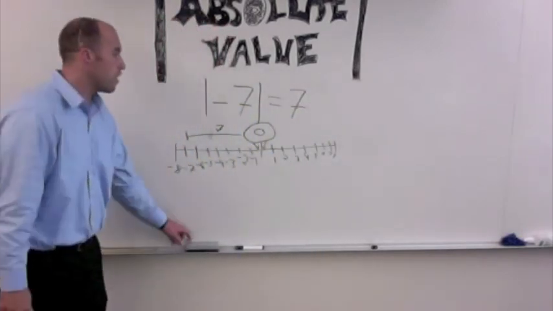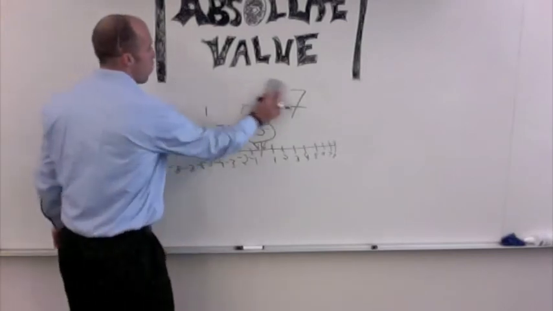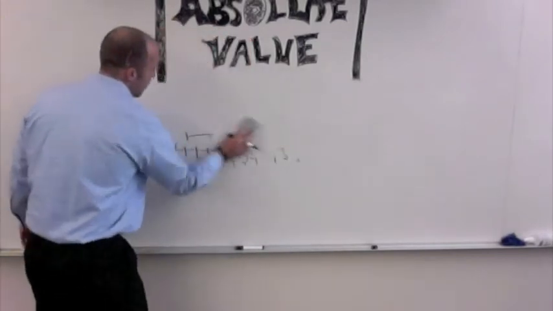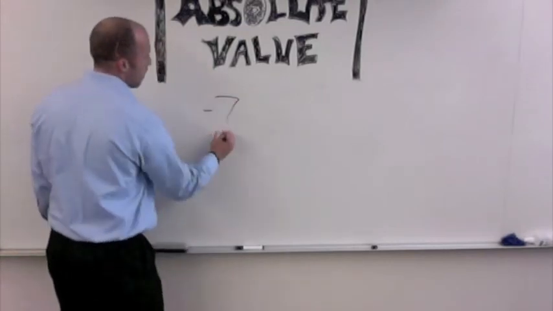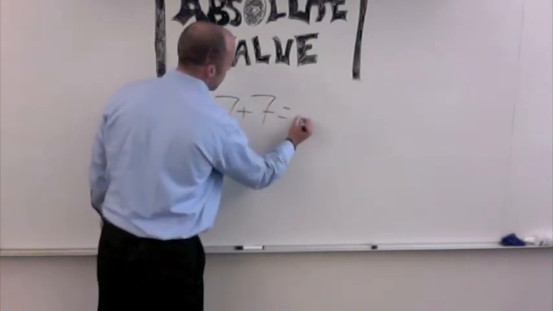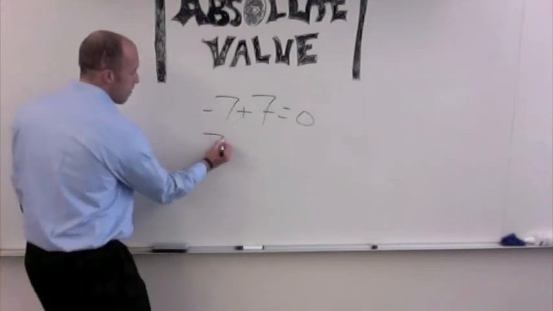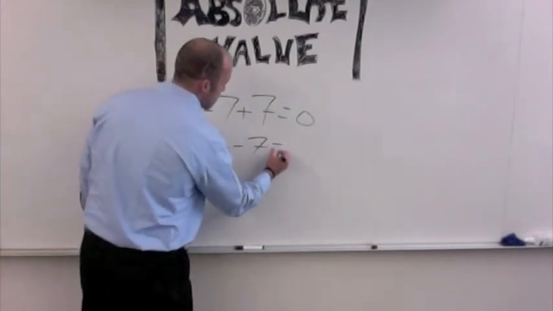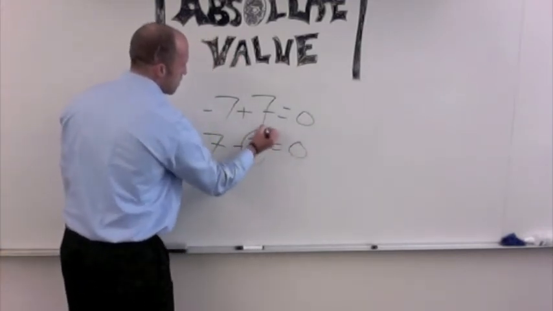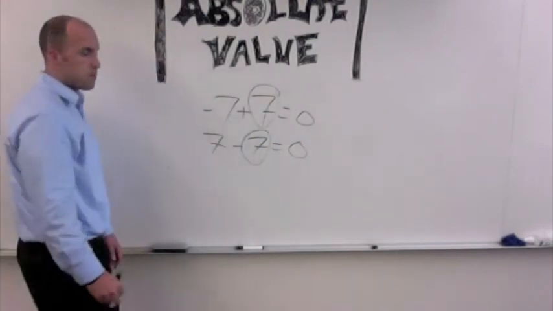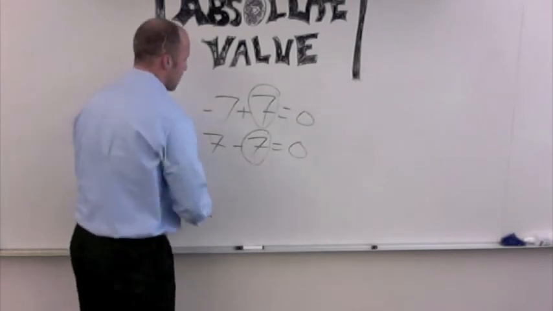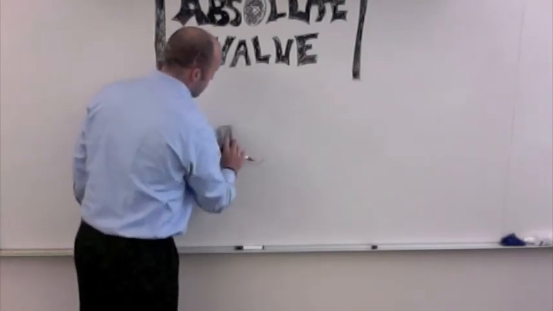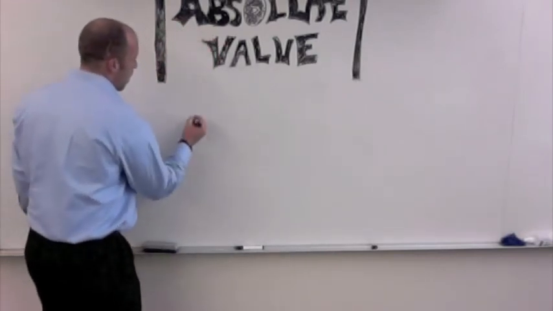Okay? You can also figure that out by asking, what do we have to do to the number to get it back to 0? Well, if I was at negative 7, I'd have to add 7 to get it to 0. If I was at 7, I'd have to subtract 7 to get to 0. These numbers, 7 and 7, those are the absolute values. The distance that it takes to get to 0. That's simple.